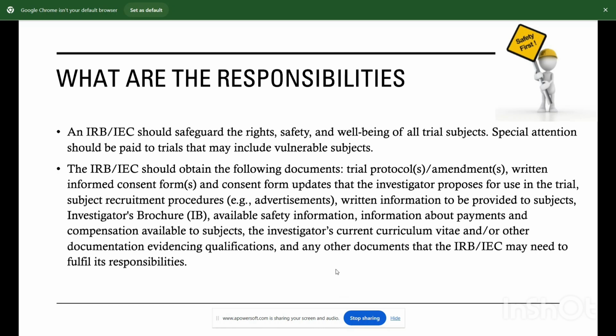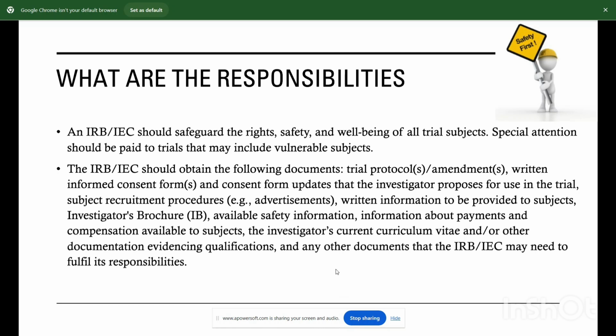Then they have to review the submitted study-related documents, like the trial protocol. If any amendments or changes happen in future, they have to check the protocol again. They check the informed consent, and how subjects will be recruited into the trial: what the recruitment methods and procedures are. They also check what written information about the study will be given to the subjects.